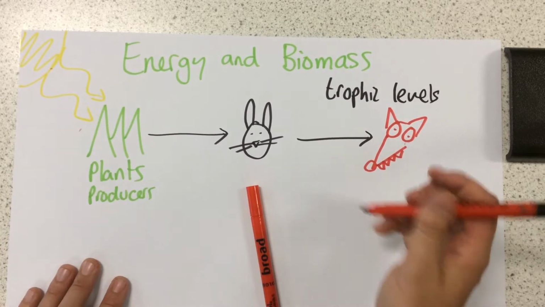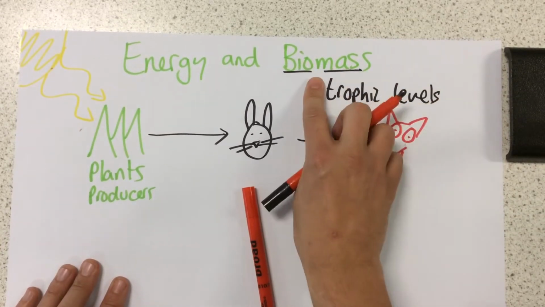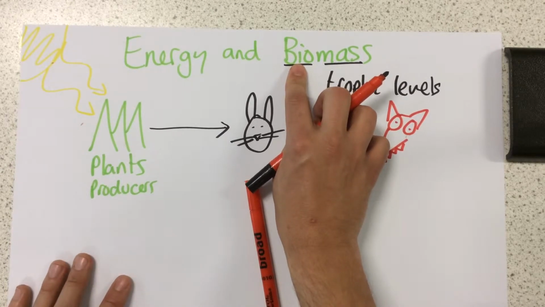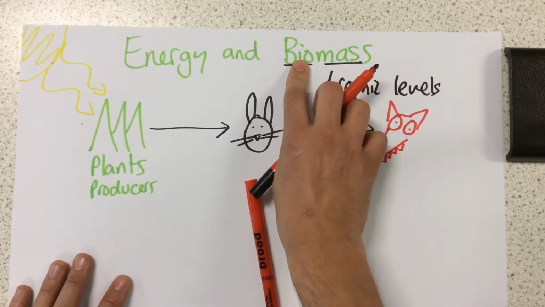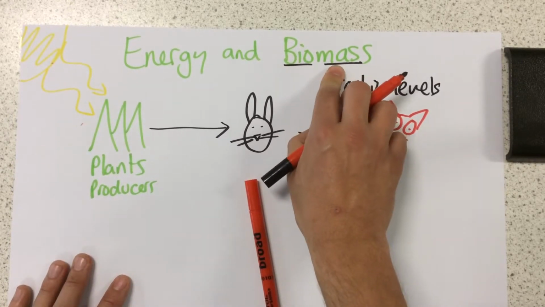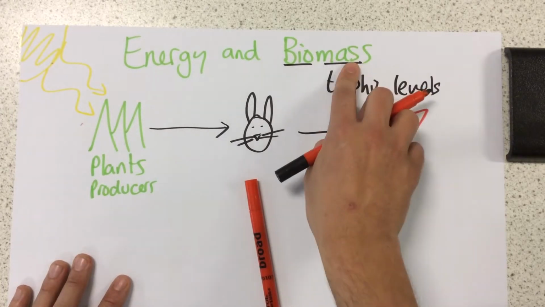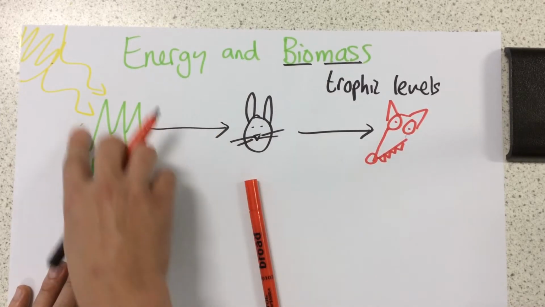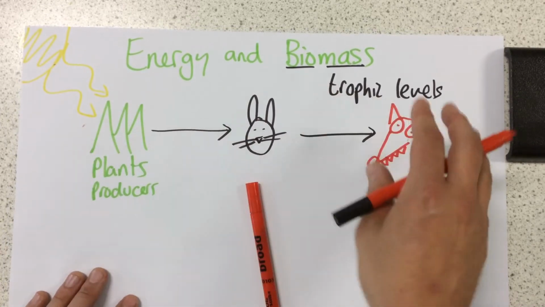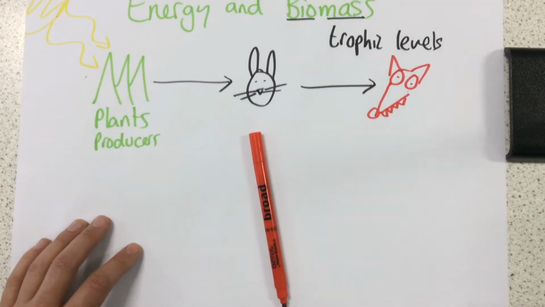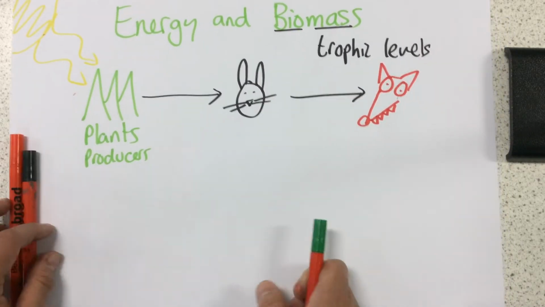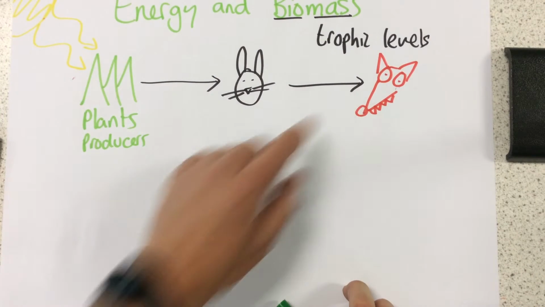So, what has any of this got to do with biomass? Now, what biomass is, whenever we think of bio, we're thinking of living things. That's what we study in biology. And mass is about weight. So, what biomass is, is how much each of these things collectively together would weigh. So, let's have a quick think about what a pyramid of biomass would look like for this particular food chain.